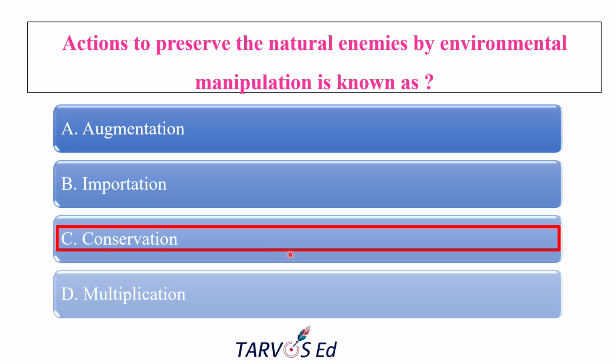For example, Trichogramma and others can usually be multiplied in laboratory conditions in order to control the sugarcane internode borer and so on. So that is totally relevant to this question. The correct answer is conservation.